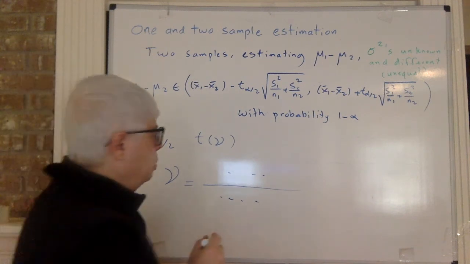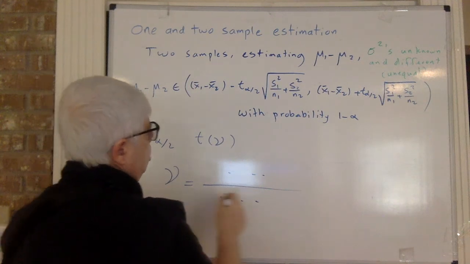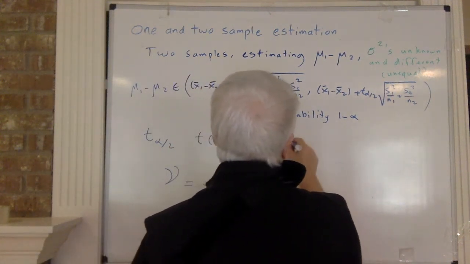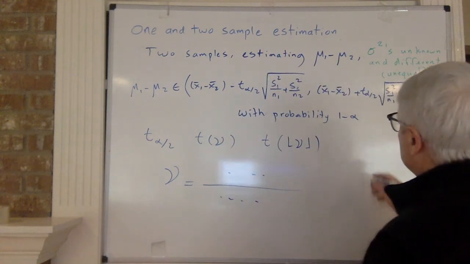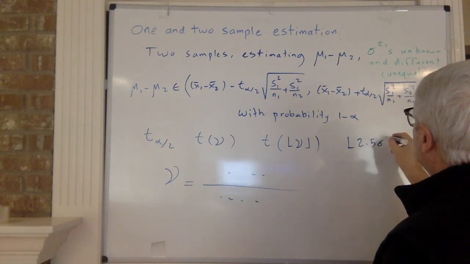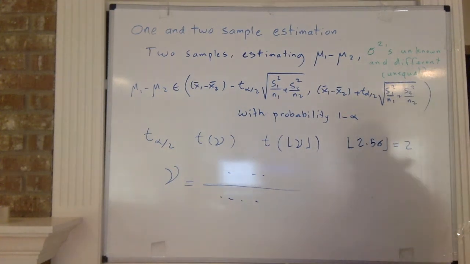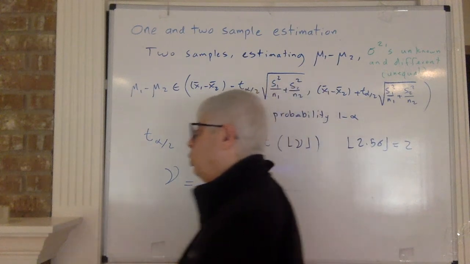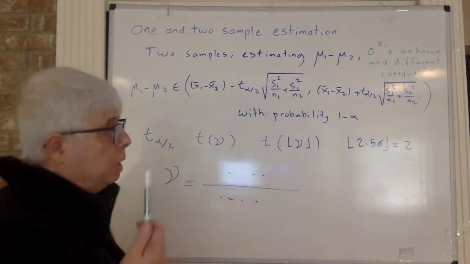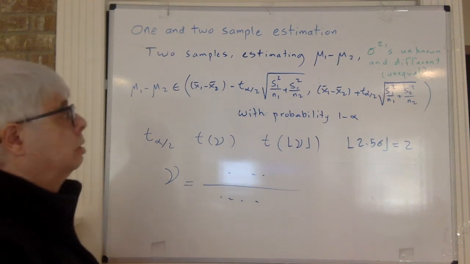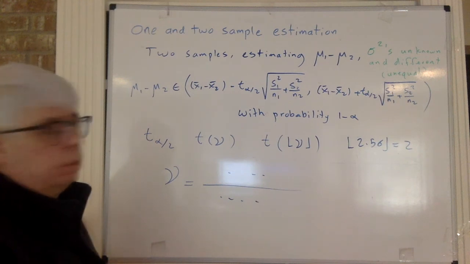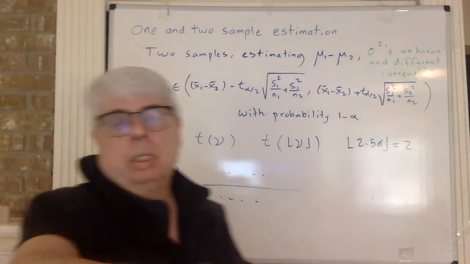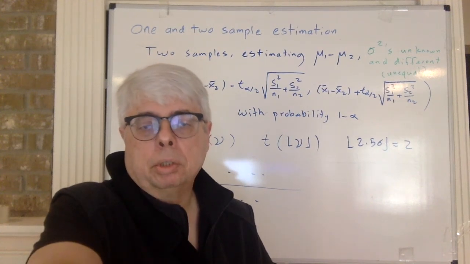When you find this nu, you don't write nu here; you write the floor. So this should be t with floor of nu degrees of freedom. The floor of, say, 2.56 is 2. I guess you know what I'm talking about: that is the floor function. This is usually what happens, so this is the most general example.